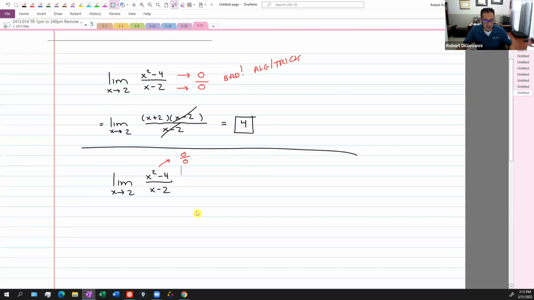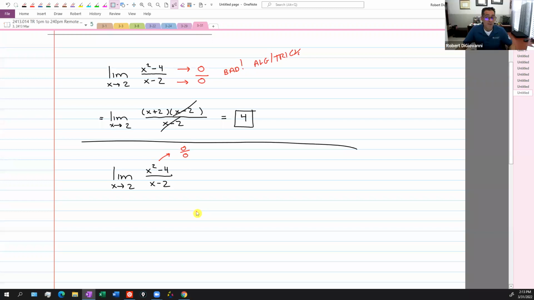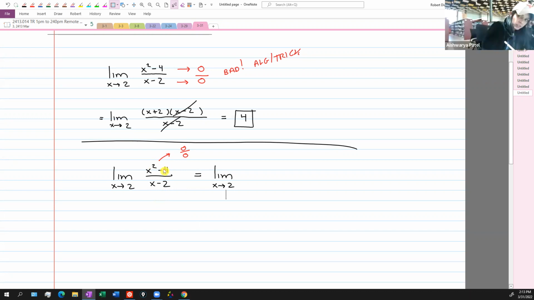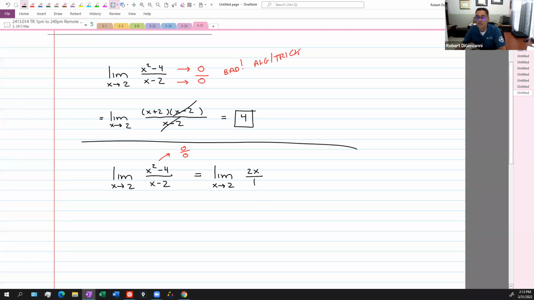L'Hopital's rule says that if you have 0 over 0, you have to have 0 over 0, if you get 0 over 0 in a limit, then what you can do, oh man, this is so awesome, is do the limit as x approaches 2, but instead of doing x squared minus 4 over x minus 2, take the derivative of the top and bottom separately. So what's the derivative of the top? Just the top: 2x. Don't do quotient rule, just the top. What's the derivative of the bottom? 1.